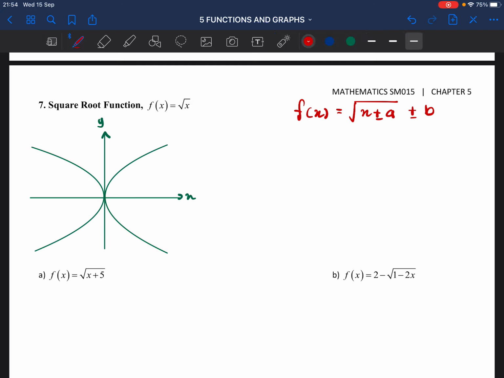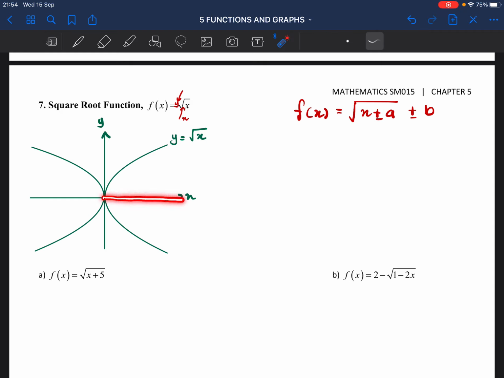Okay, so how to know the shape of the graph? So the first one here, dekat sini, kalau kamu tengok, x kita positif, y kita positif. And that will be y equals to positive square root positive x. Okay, so apa yang saya tengah cakapkan ni? So yang di luar, simbol yang di luar ni represents your y. Simbol yang dalam ni represent our x.